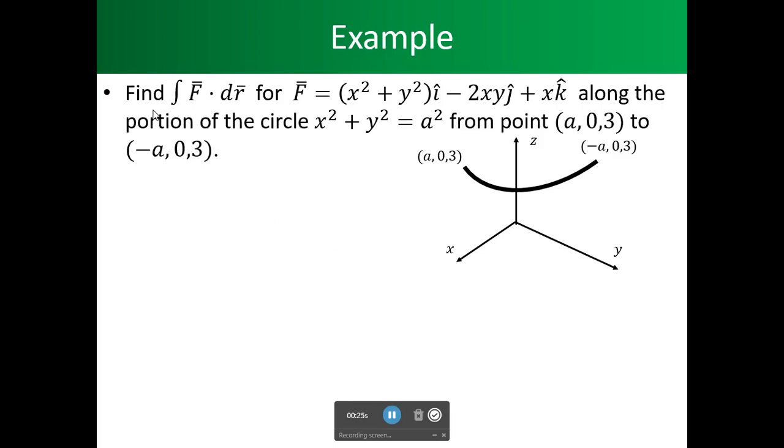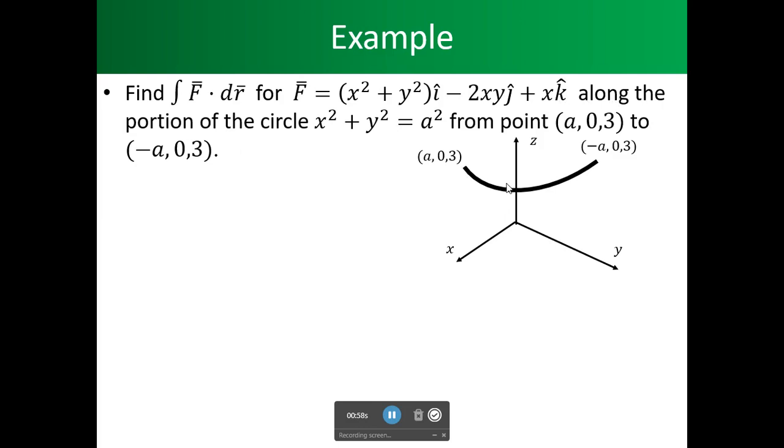This example here is we want to find the work. The work is defined by the integral of the force times dr, for F equals (x squared plus y squared) i minus 2xy j plus x k. This time we have a k in it and a z. Okay, so let's see how that changes along the portion of the circle.